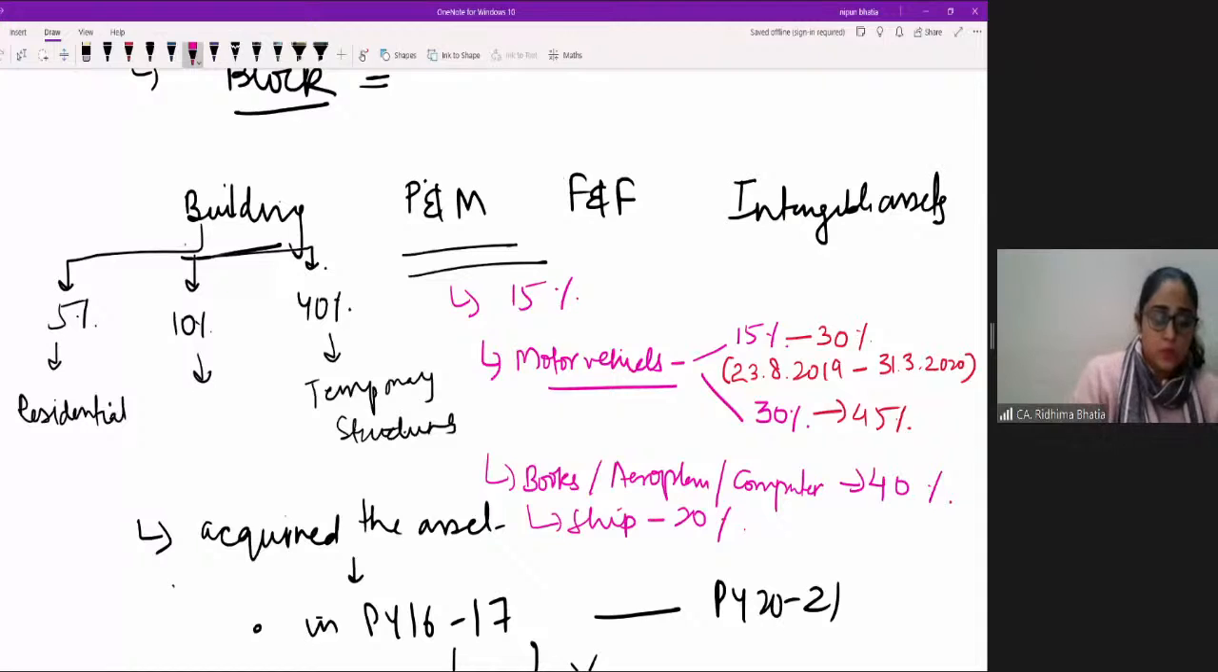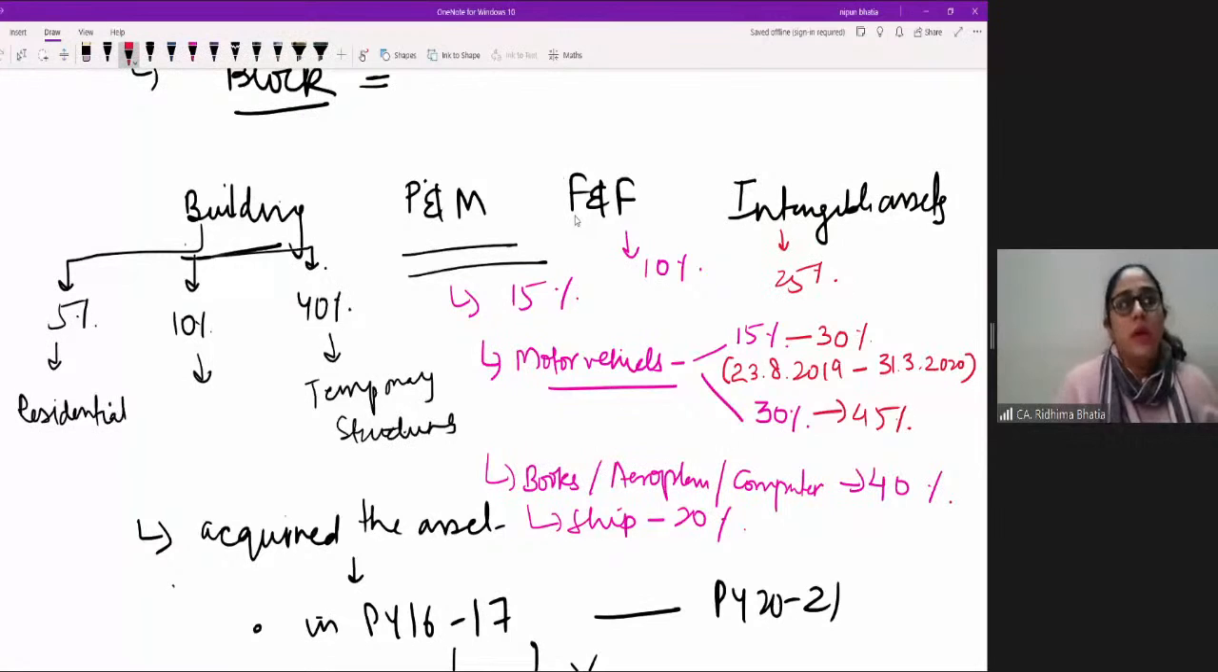Now for your furniture and fittings. Now comes our furniture and fitting. Furniture and fittings like electric sockets and all, flat 10%. And intangible assets, 25%. Any doubt?